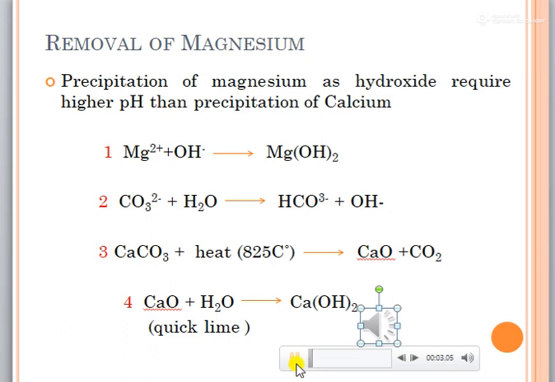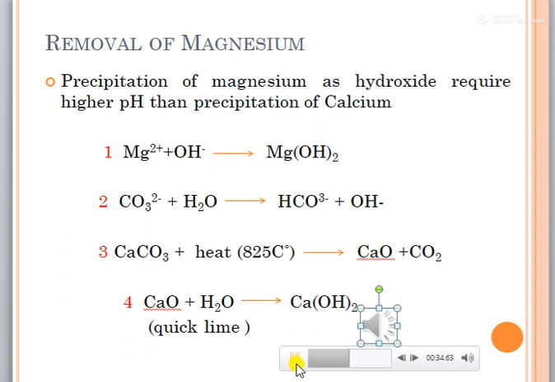So the next is removal of magnesium. The precipitation of magnesium as the hydroxide requires a higher pH than the precipitation of calcium as the carbonate, as in this step, magnesium hydroxide formation takes place. The high pH required may be provided by the basic carbonate ion from soda ash. The formation of bicarbonate takes place when soda ash reacts with water.